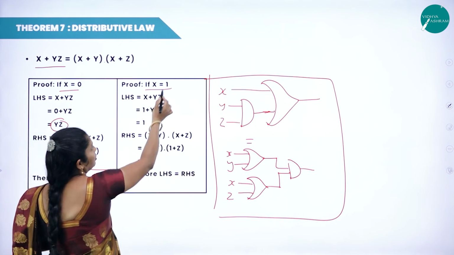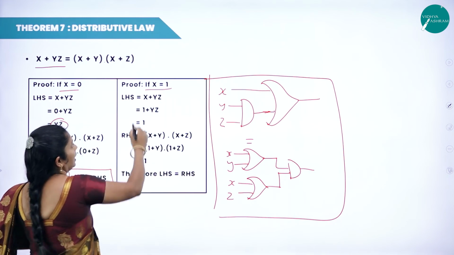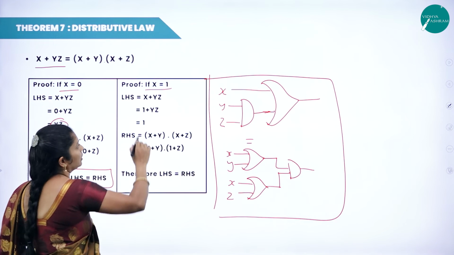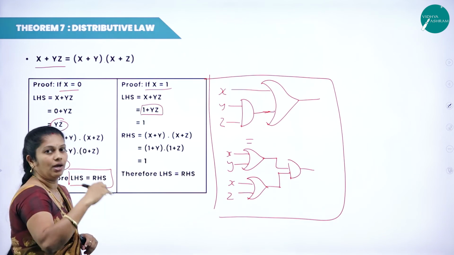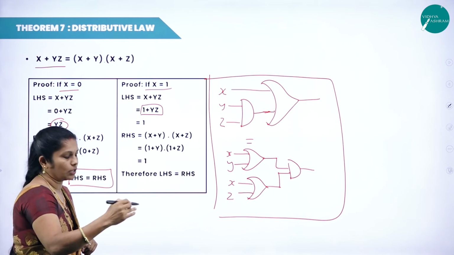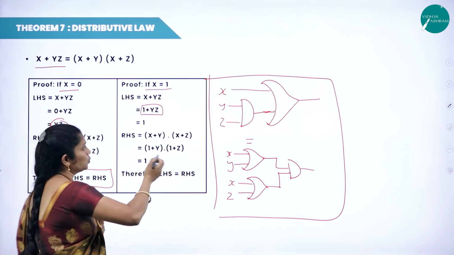Now in the same way, I am going to substitute x equals 1. Then in the place of x, I am going to substitute 1. 1 plus yz. 1 plus yz is nothing but 1. Because in the law of addition properties, in the properties of zeros and ones, we will get 1 plus any variable is 1 only.